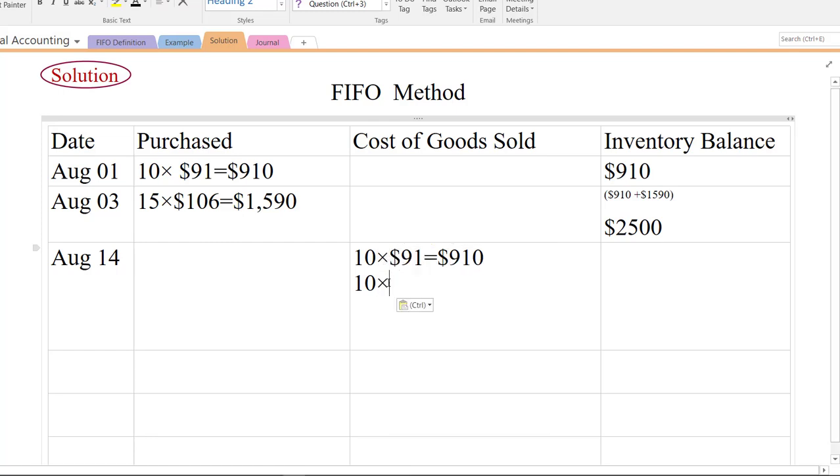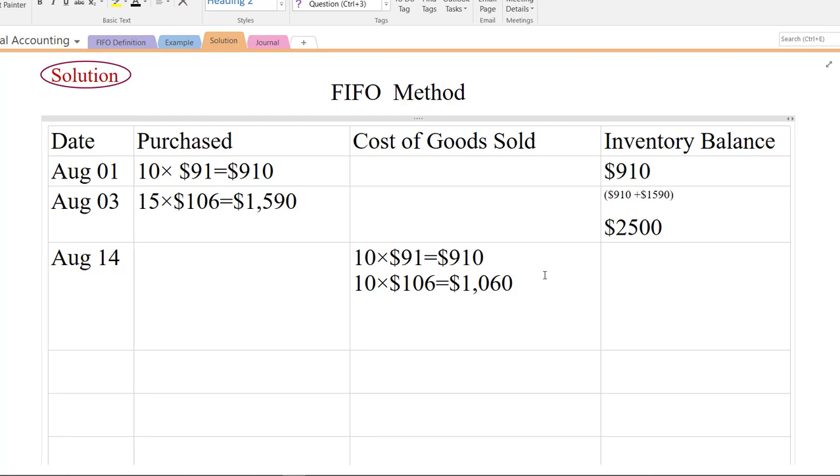10 more units are sold on August 3rd. What is the total cost for August 3rd, students? The cost is 106. That's equal to how much? That's equal to 1060. Now students, this is the total inventory which is sold.